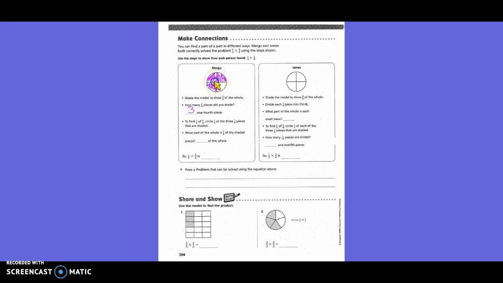To find 1/3 of 3/4, circle 1/3 of the 3 1/4 pieces that are shaded. You would just circle one of these pieces, right? What part of the whole is 1/3 of the shaded pieces? So basically, how many total parts did we have here, guys? 4. And then we circled 1. So 1/4 of the whole. So 1/3 times 3/4 is 1/4.